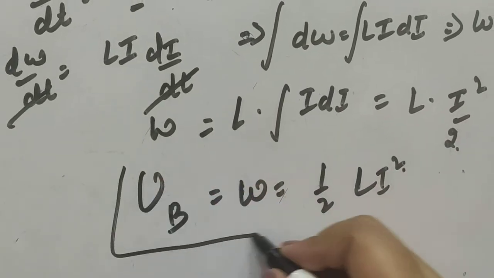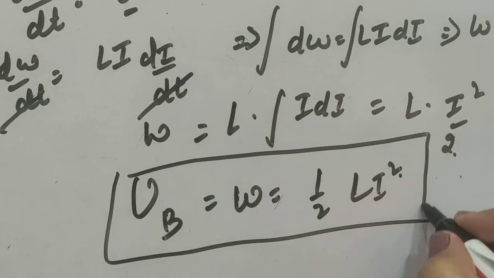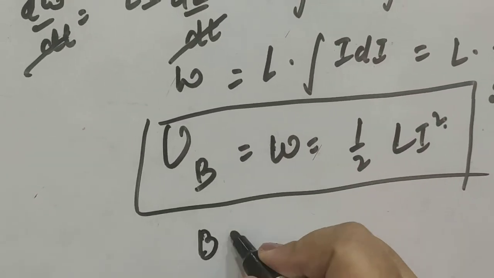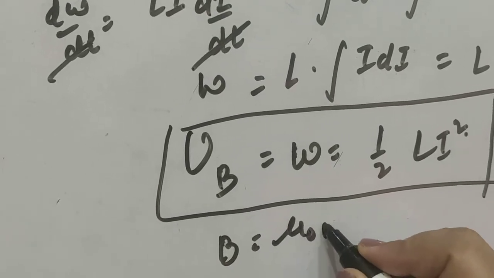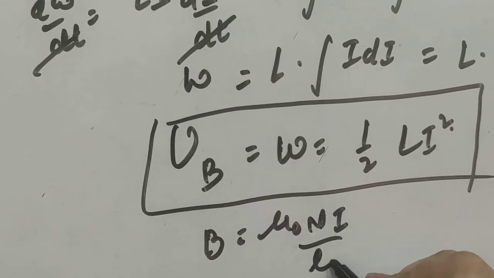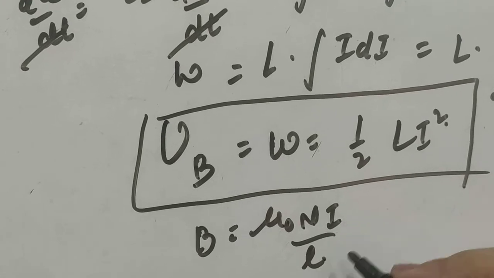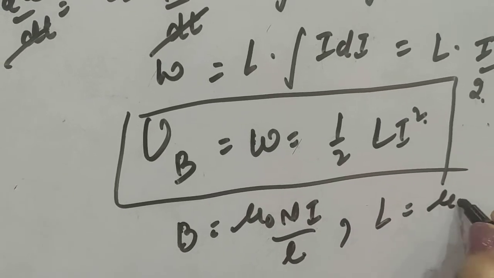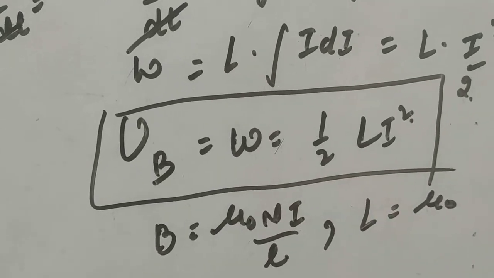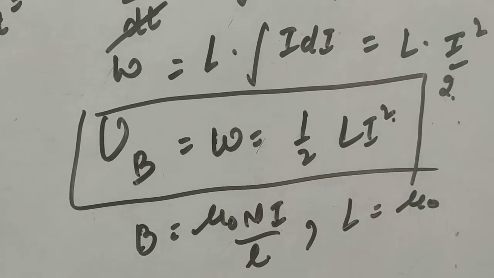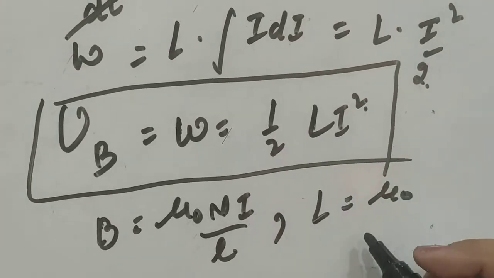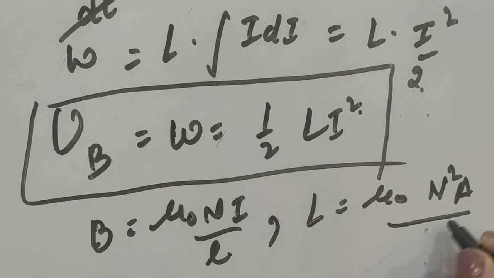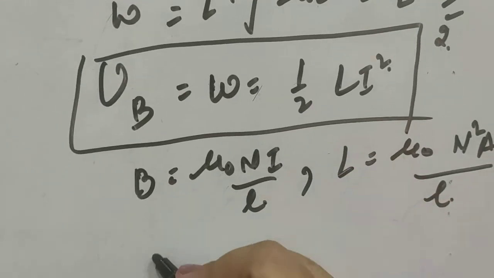Right. Now one formula is for this and another formula we can calculate. We know that in case of a solenoid, the magnetic field B is given by mu naught N I by l, where l is the length of the inductor, right? And L is the inductance of the solenoid, as we have done previously in previous chapter. That is given by L is equal to mu naught N square A divided by l.